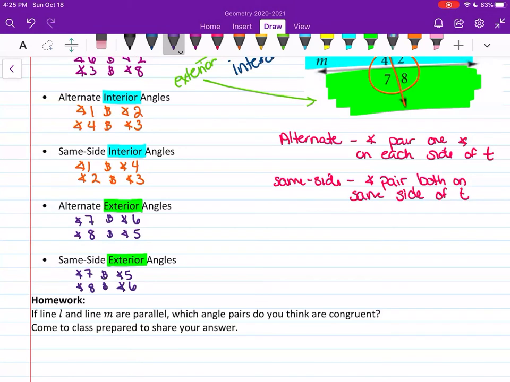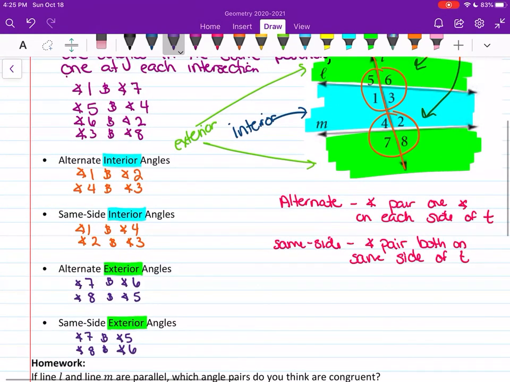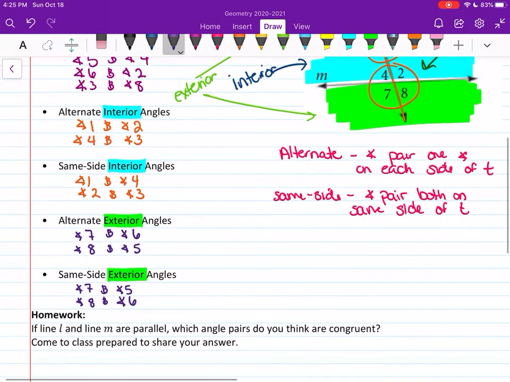What I would like you to do is think, in this picture, L and M aren't parallel, but if they were parallel, which of these special angle pairs do you think are congruent? Remember, our symbol for congruent looks like this. So do you think same side exterior angles are congruent? Alternate exterior angles? Same side interior? Alternate interior? So think about that and come to class prepared with your answer. We're going to discuss it first.